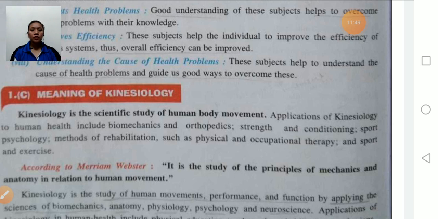Therefore, with the help of kinesiology, we can understand the movement, how our body moves, and the various movements of our body.